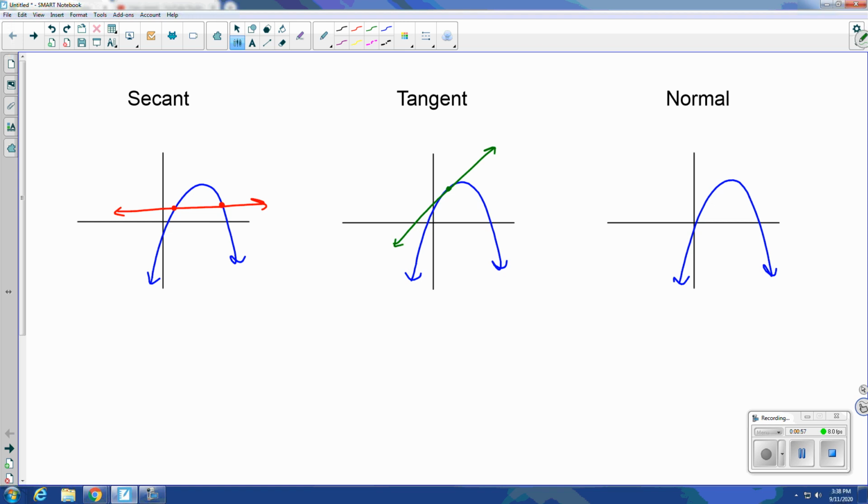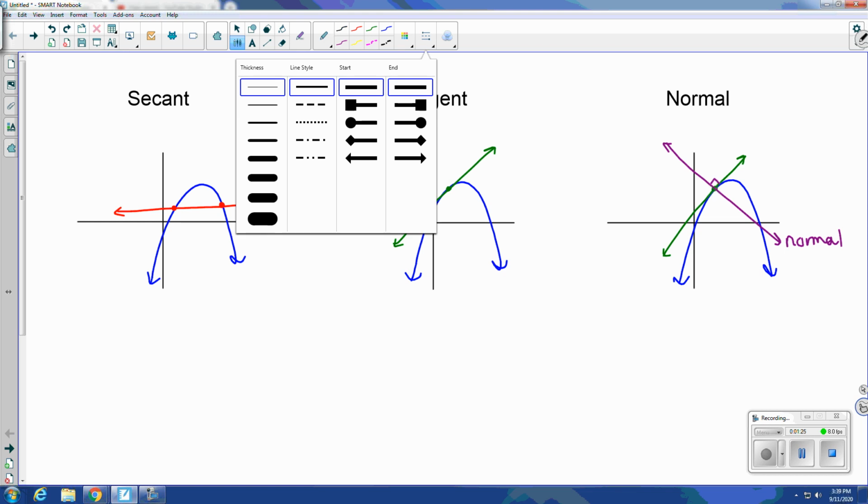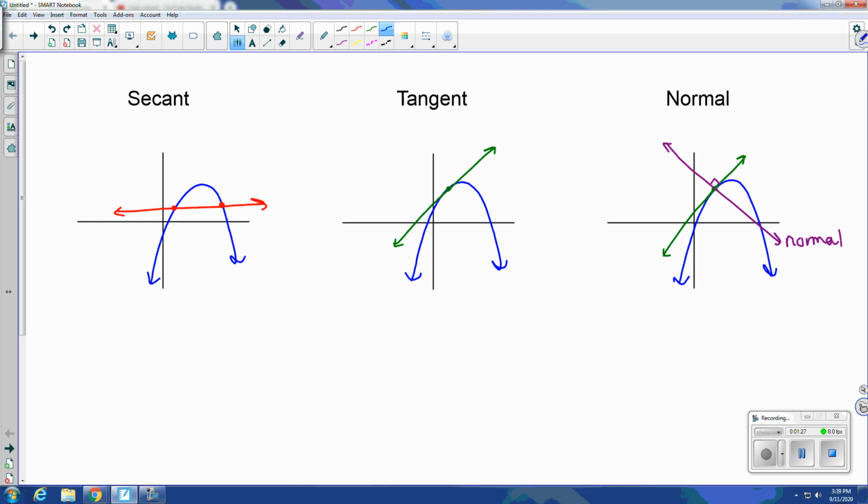The normal line is related to the point of tangency for a tangent line. So we're going to redraw a tangent line. The normal line is the line that runs perpendicular to the tangent line at a point. So this purple line is what my normal line is. Now let's talk about what we need in order to write an equation for a line.